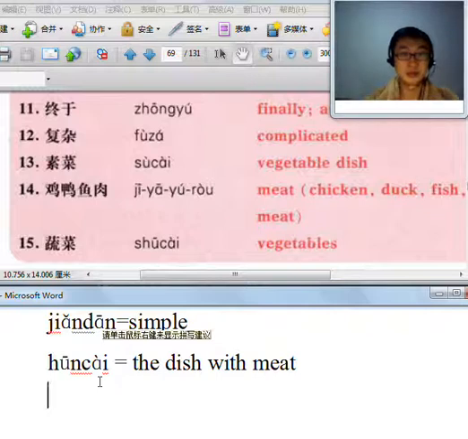下一个，鸡鸭鱼肉, you know, 鸡 is chicken, 鸭 is duck, 鱼 is fish, 肉 is meat. So 鸡鸭鱼肉 just means these animals' meat, you can say together. 好，下一个是蔬菜, vegetables, 蔬菜。It's a two-syllable word for vegetable. You know, the one-syllable word is 菜.